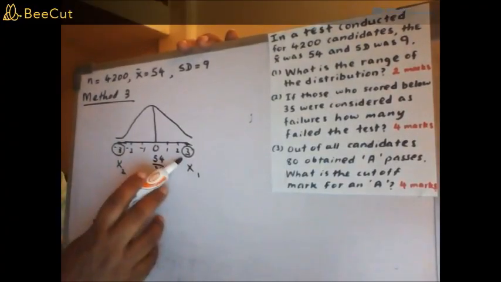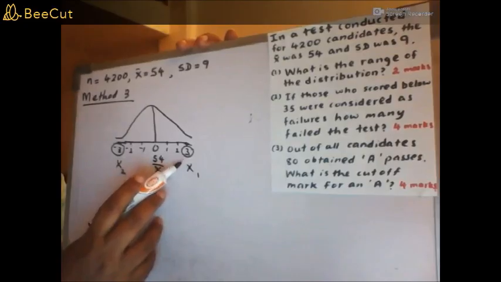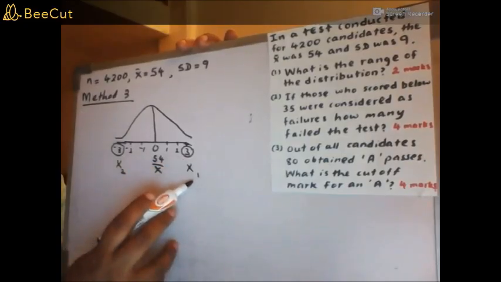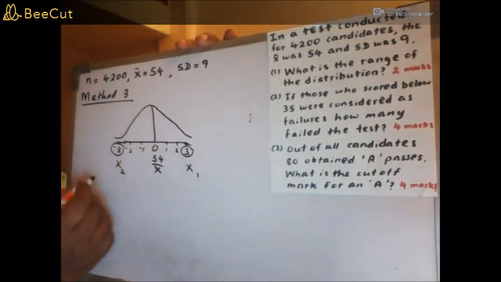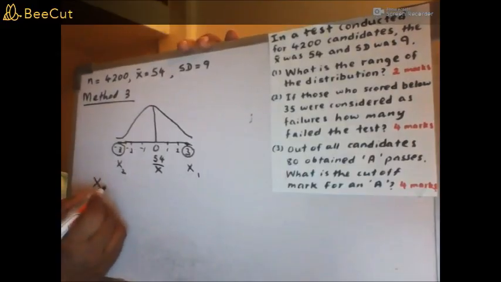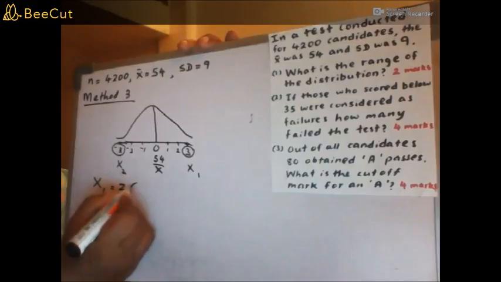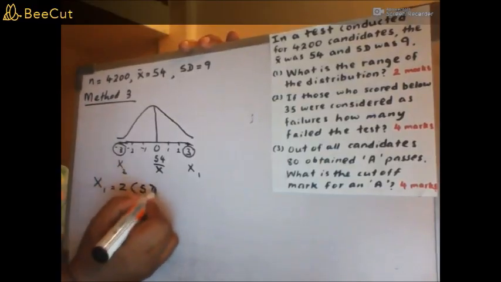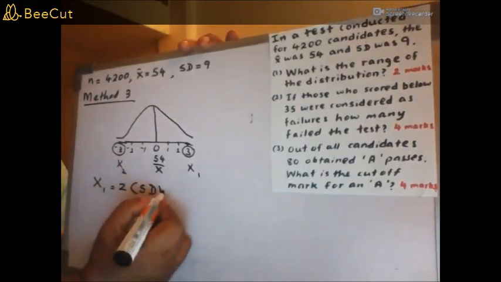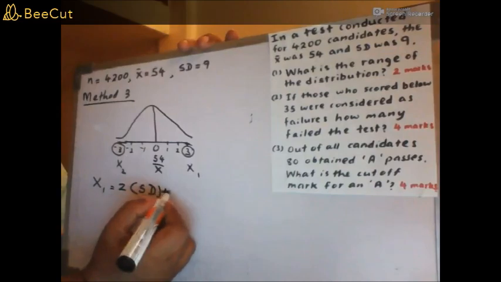Now, if the standard deviation is known, how can we find the x value, any x, a particular mark? The formula is x equals z into SD plus x bar.